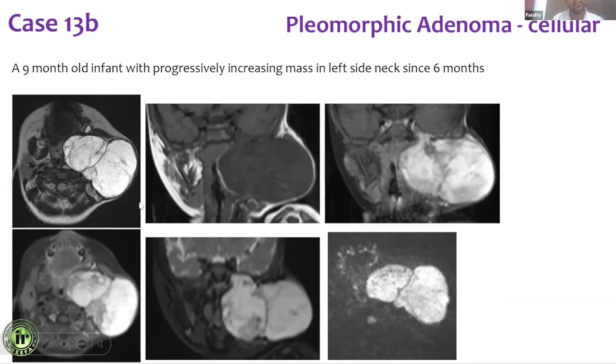So again, this is T2 hyperintense, and it is a case of pleomorphic adenoma. It was showing restricted diffusion, so it is a cellular form of pleomorphic adenoma, and it can also be seen in infants as well.